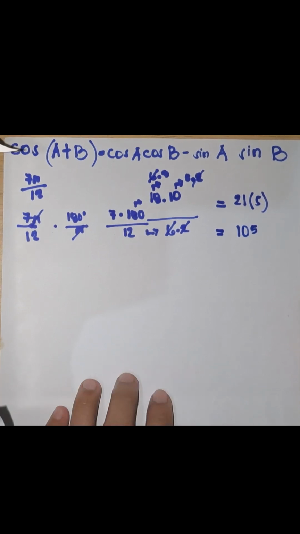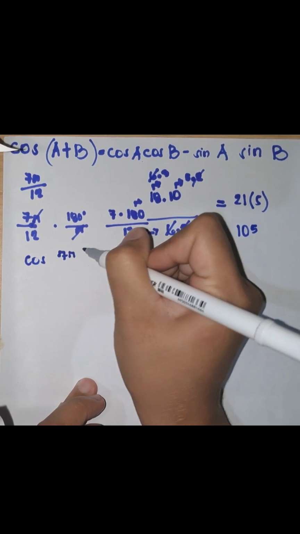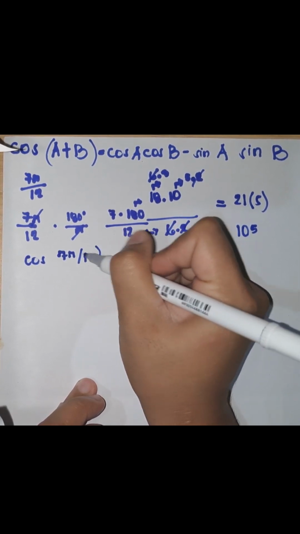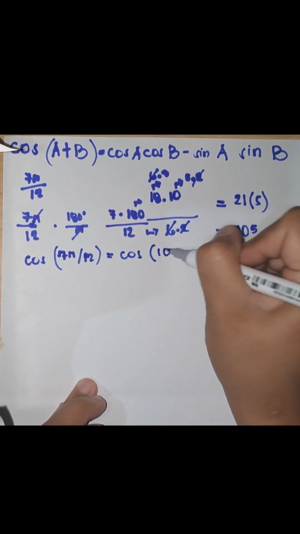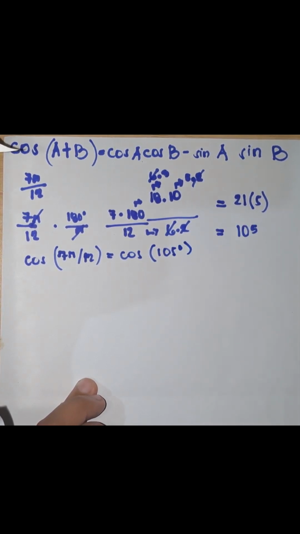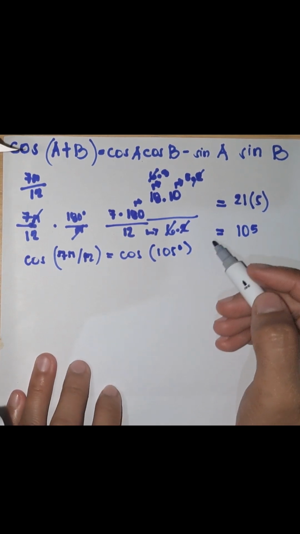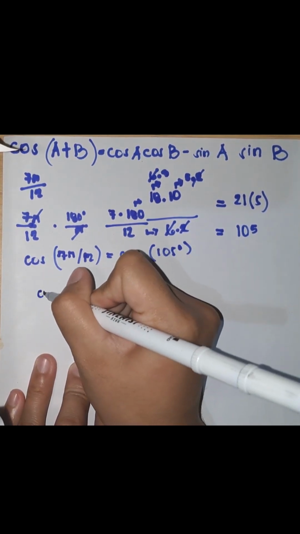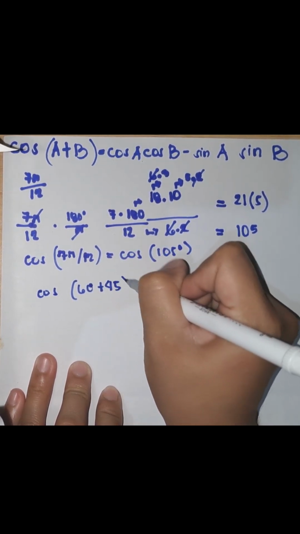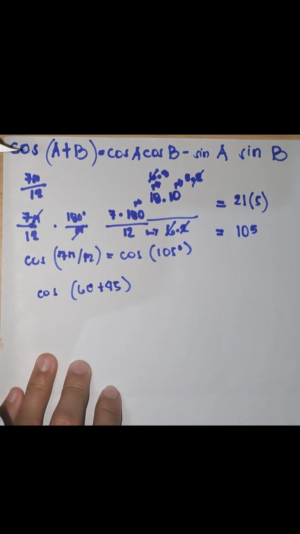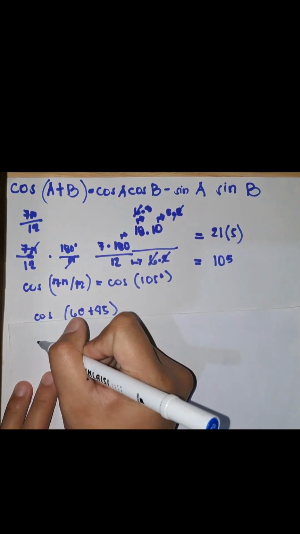So cosine of 7 pi over 12 equals cosine of 105 degrees. To get the 105, we have cosine of 60 plus 45. So let's proceed. Let's go back to the formula. The next step is to substitute.